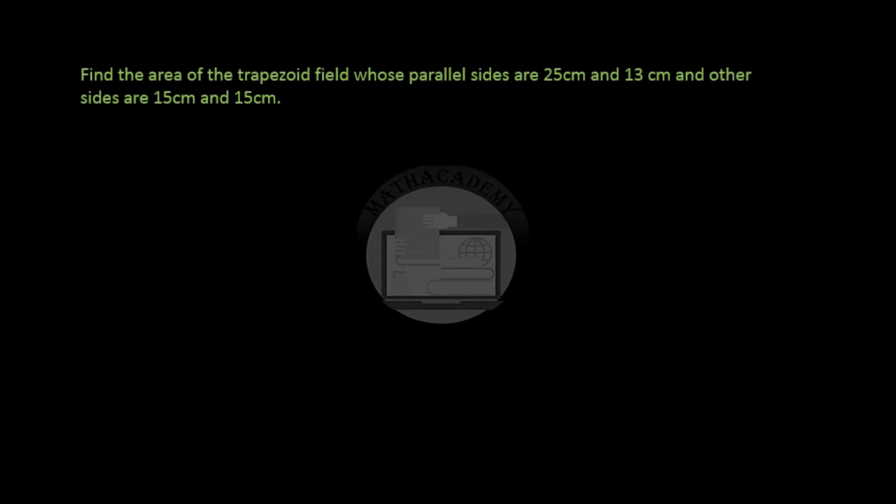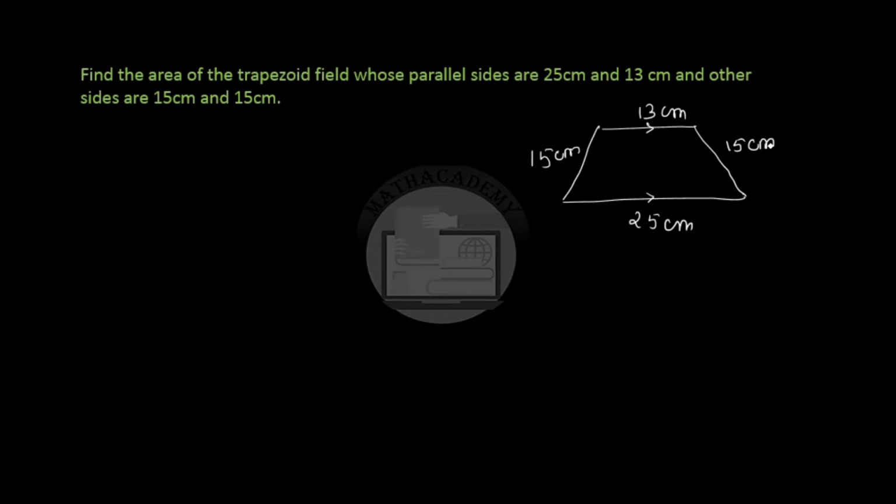Let us see one more question. Find the area of the trapezoidal field whose parallel sides are 25 centimeter and 13 centimeter and the other sides are 15 and 15 each. In my previous video, I told you that the application of Heron's formula is that we can find the area of any type of quadrilateral. In this case, the quadrilateral is a trapezoidal field. The parallel sides, this will be 13 centimeter. This is 25 centimeter and the non-parallel sides are 15 centimeters each.